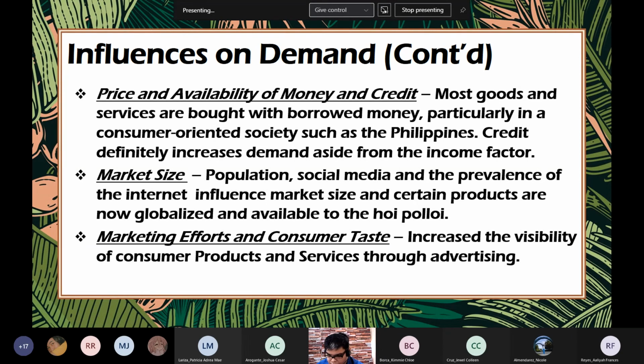So, a successful company can predict with a certain amount of certainty the changes in tastes and preferences. So, market research. Ano ba ang gusto ng mga tao? But that doesn't mean na yung gusto nila ngayon will be the same as the next day. There can be changes that will happen.